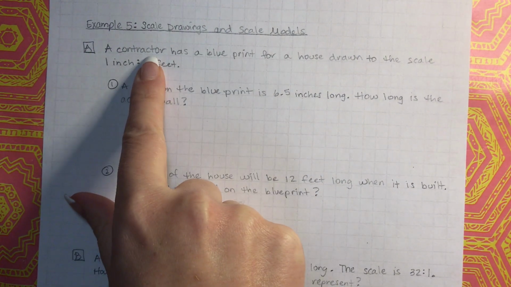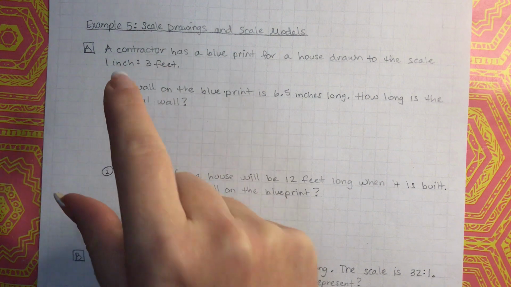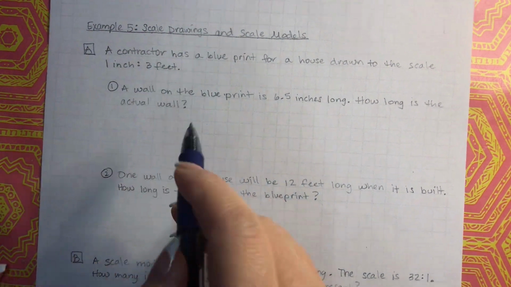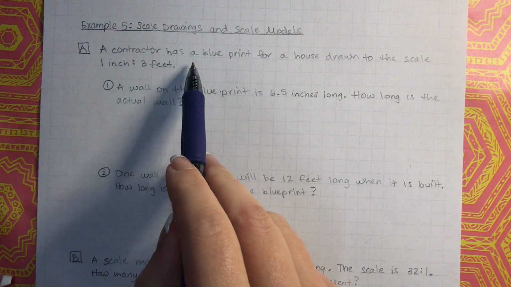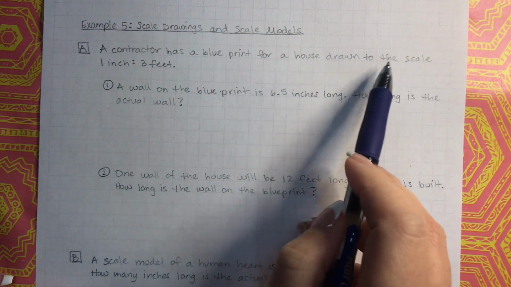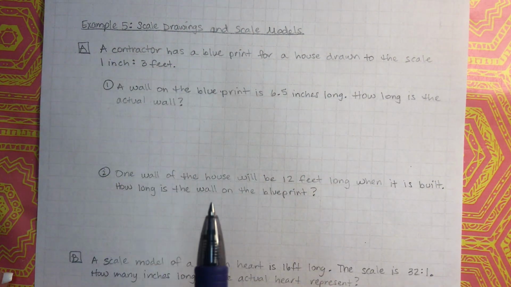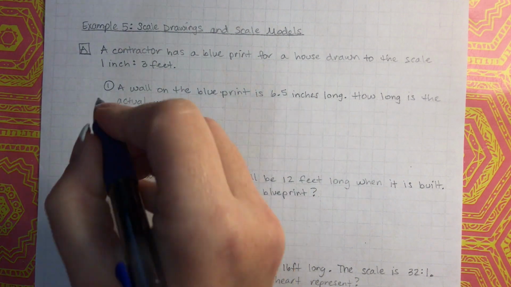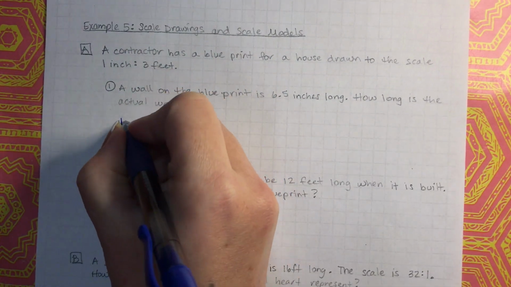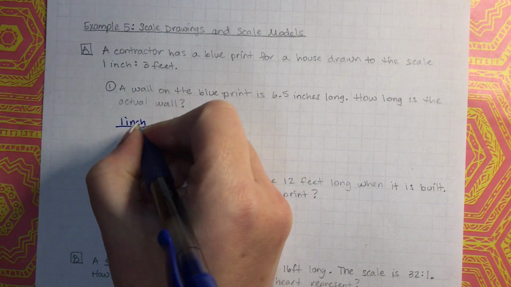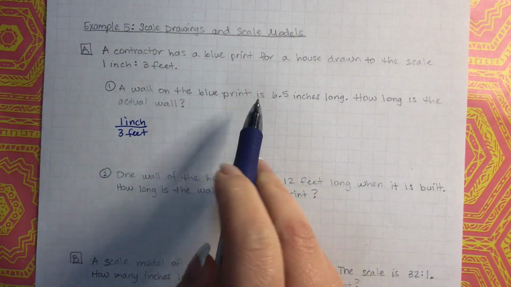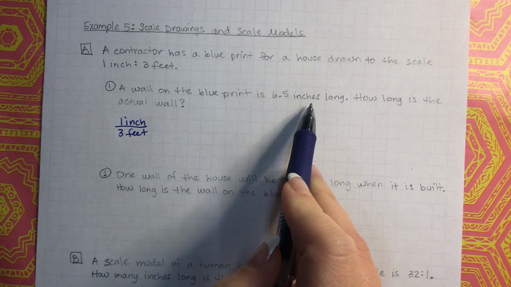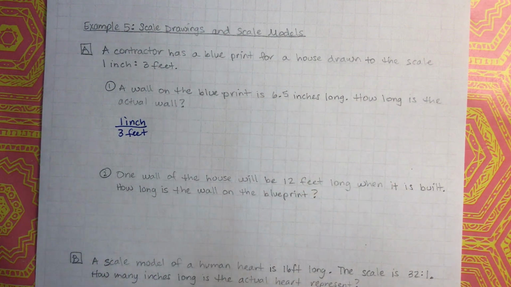A contractor has a blueprint. A contractor is just a person that builds stuff. You hire them to build things. A contractor has a blueprint for a house drawn to the scale of 1 inch to 3 feet. So we have 1 inch to 3 feet. I'm just going to go ahead and write that down. It says a wall on the blueprint is 6.5 inches long. How long is the actual wall?